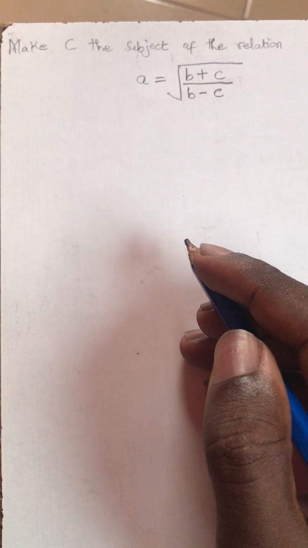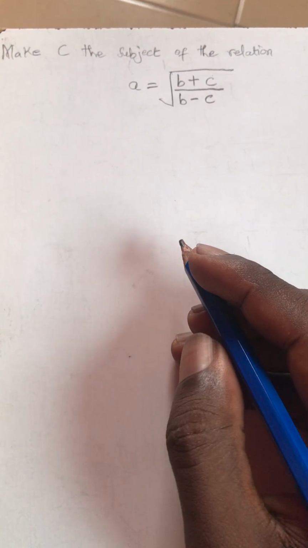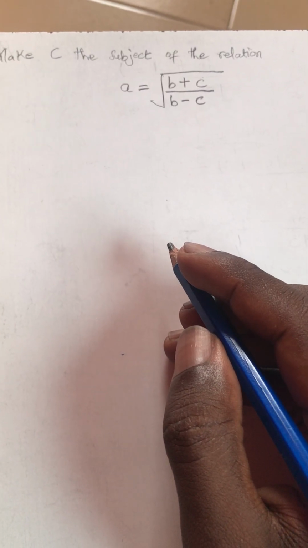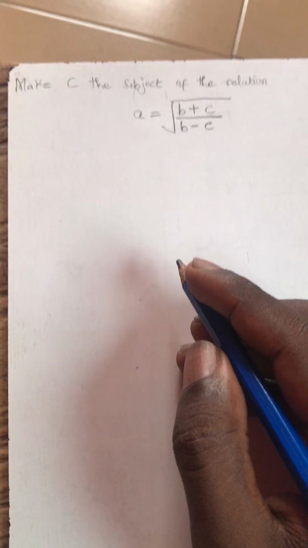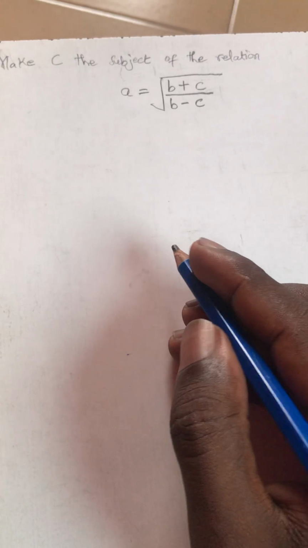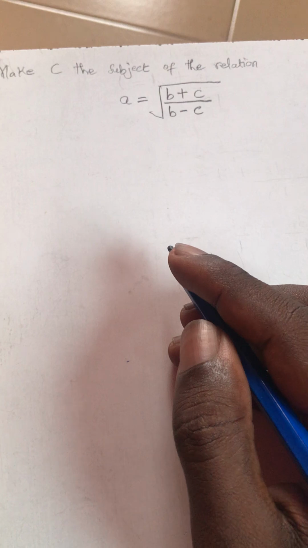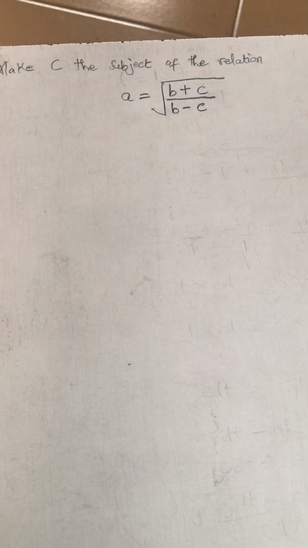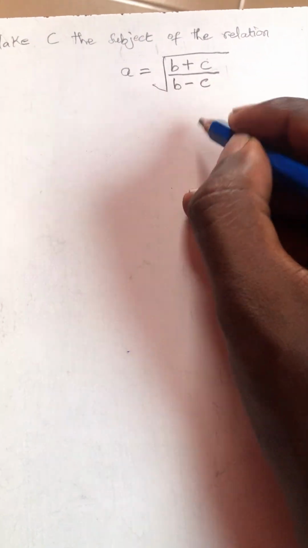In this series, we'll be solving a practical change of subjects in mathematics question or problem, right? So let's quickly delve into the series. Our question for the day is: make C the subject of the relation. Our given relation is A equals the square root of the fraction b plus c over b minus c. So let's quickly solve it.